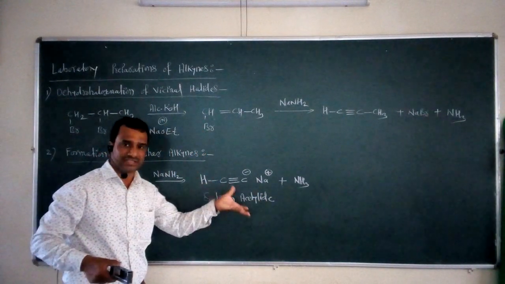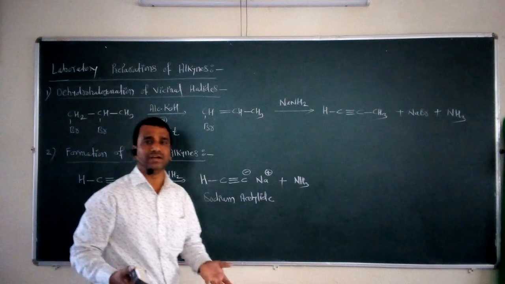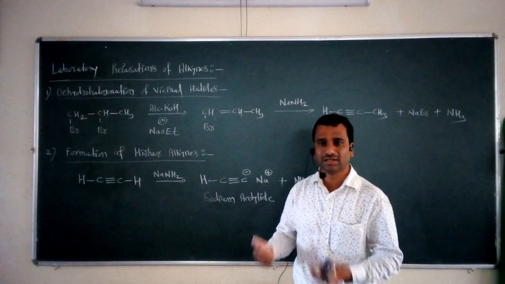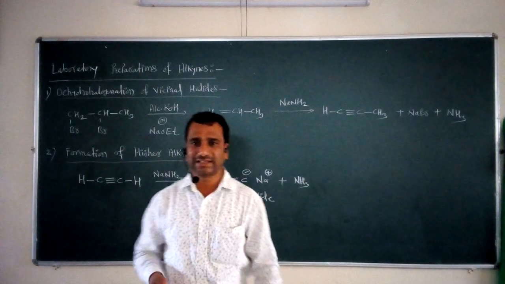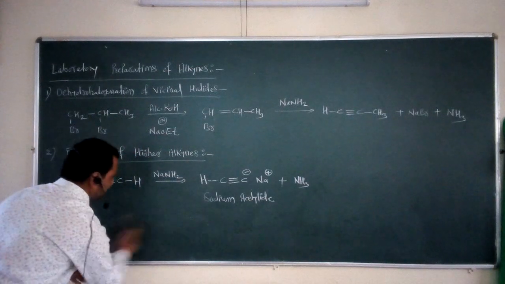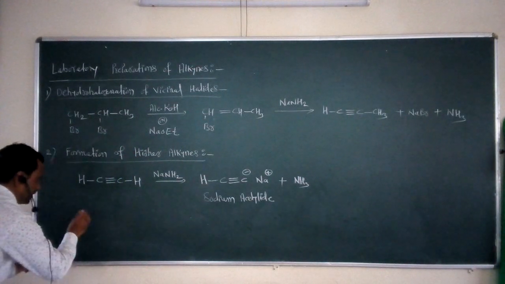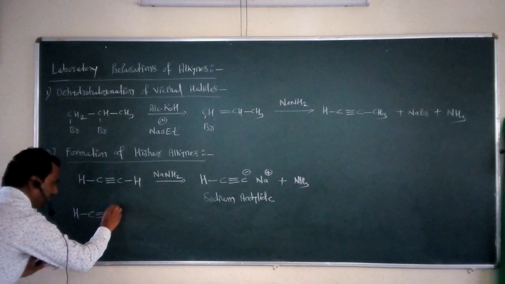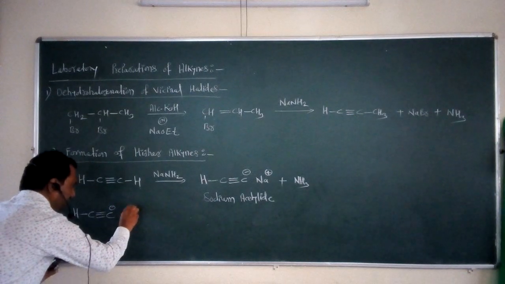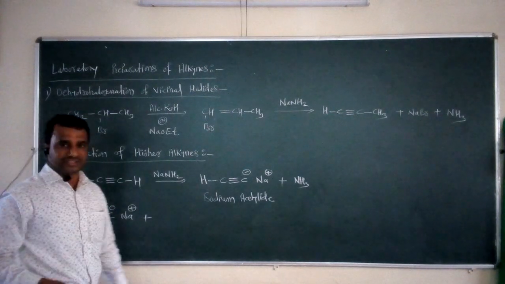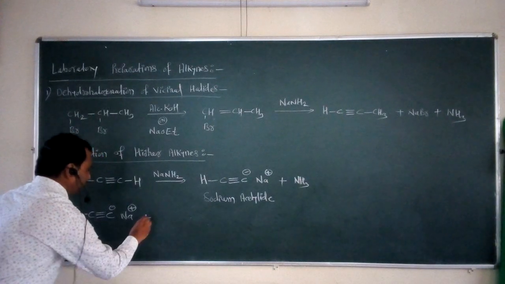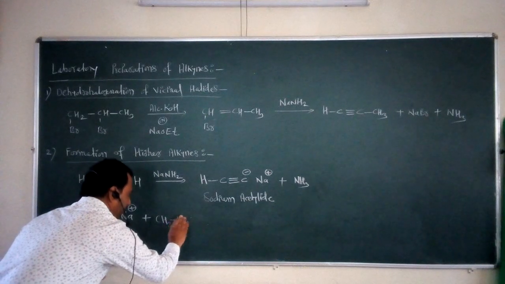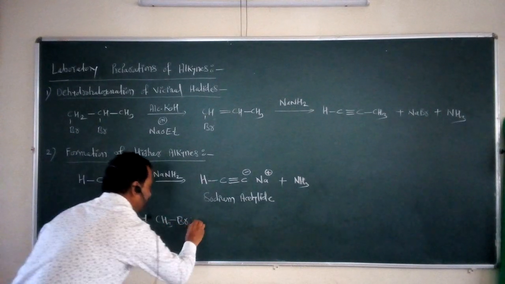Now this sodium acetylide is very active in order to form the higher alkynes. It can react further with alkyl halides. So we take sodium acetylide, H single bond C triple bond C minus, Na plus, and it can react with alkyl halides. If I take the alkyl halide as methyl bromide, then what happens?